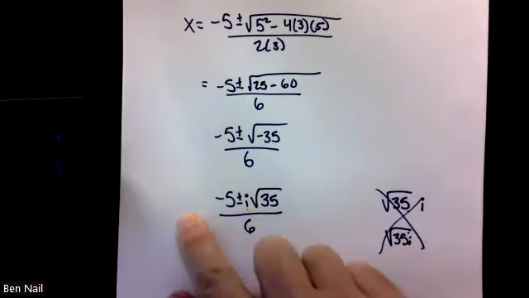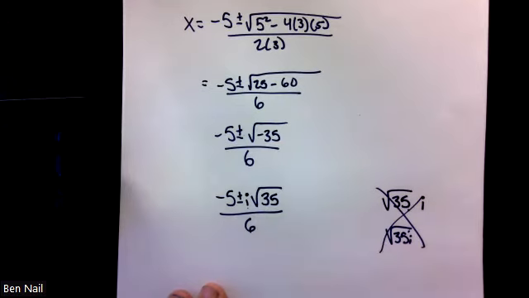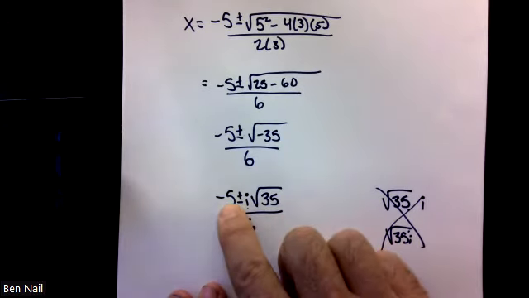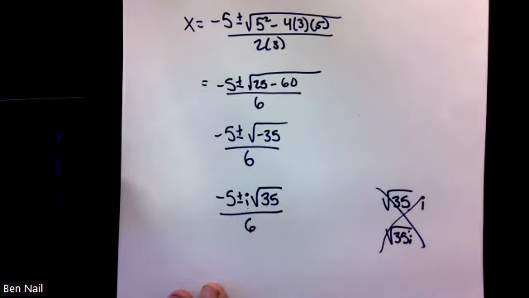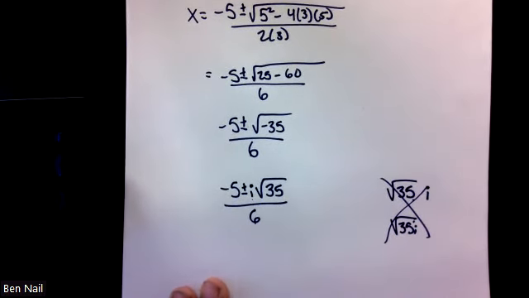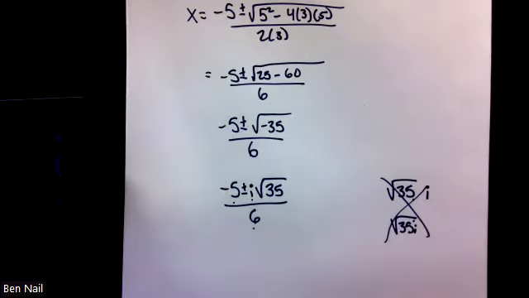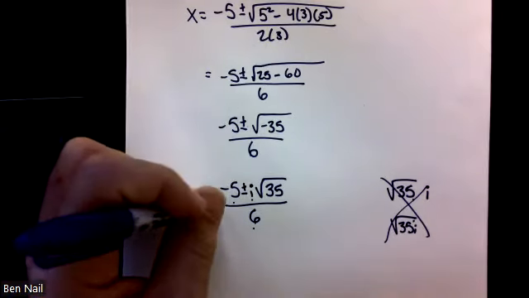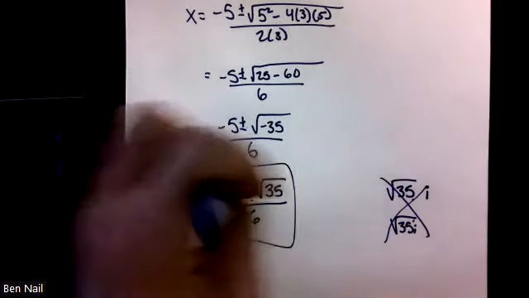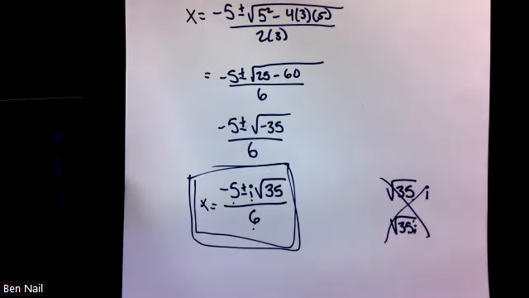Now, don't put it in front of the whole thing because the i is attached to that square root of the negative 35. This negative 5 is the real portion. This is the imaginary portion. Now, because these things are all not divisible by the same thing, we can't simplify that anymore. So these are my solutions. Negative 5 plus i root 35 all over 6, and negative 5 minus i root 35 all over 6.